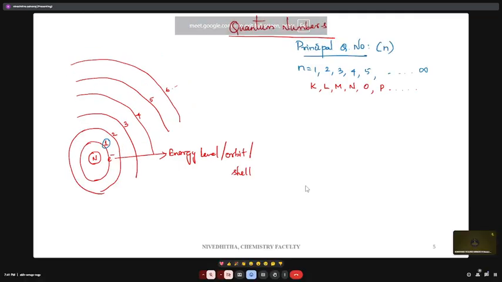What Bohr told us is electrons are present in shells, but actually in every shell there are subshells. See, this is my shell. Inside every shell there are subshells also. What is a subshell? The energy level which is present inside the shell is called a subshell. So in each shell there are subshells.